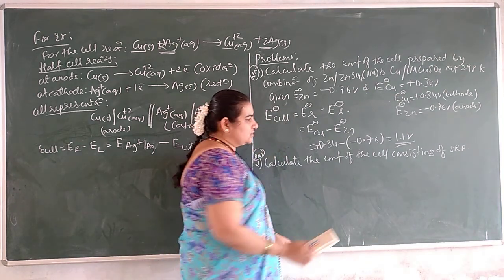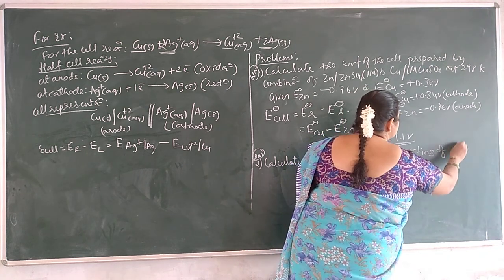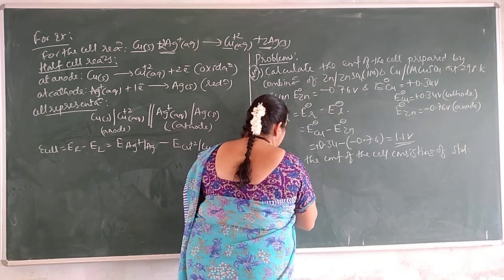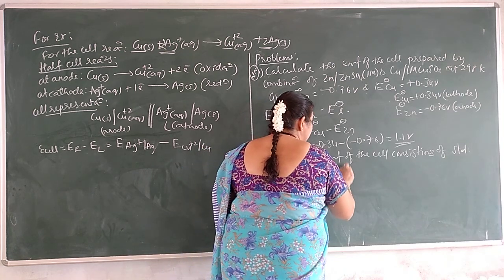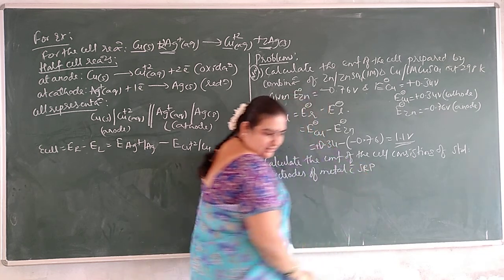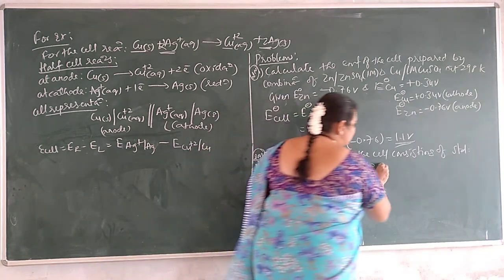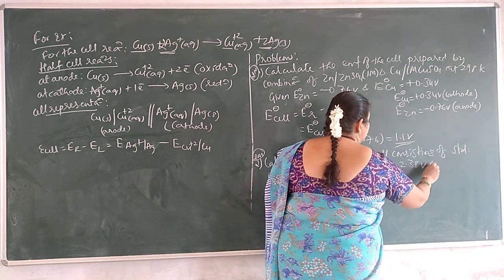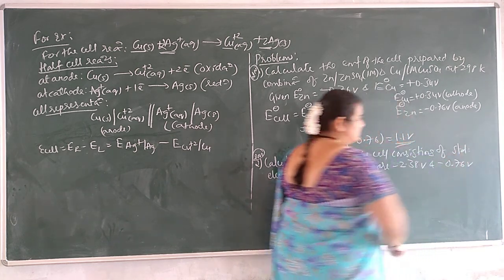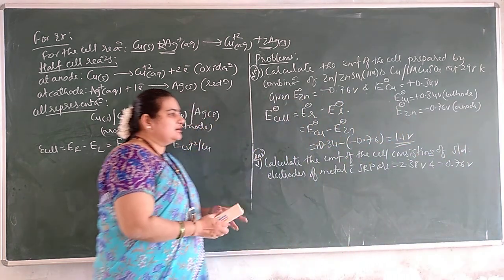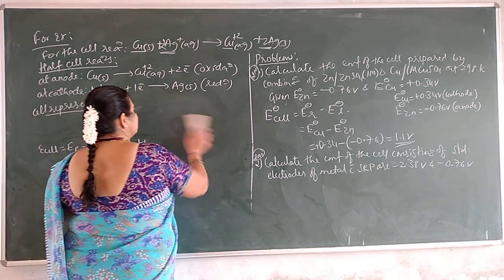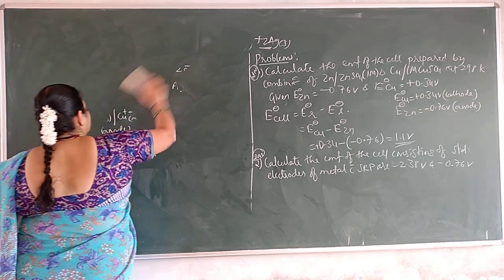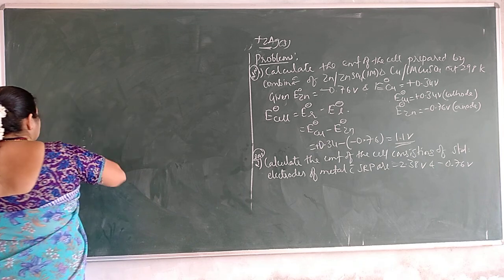electrodes of metal with SRP, that is standard reduction potential, are minus 2.38 volt and minus 0.76 volt. So here it is again a 2 marks question. First write it as M1 and M2. Take first one as M1, second one as M2, which is anode and which is cathode.